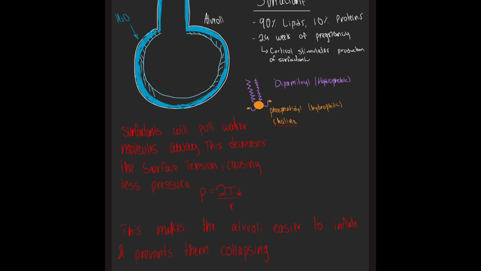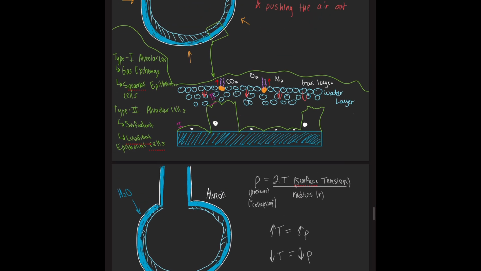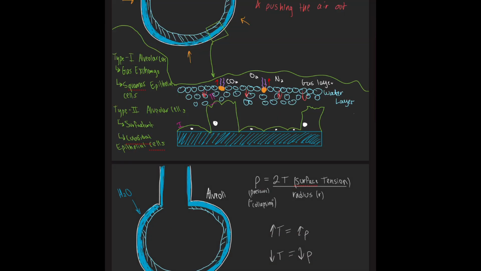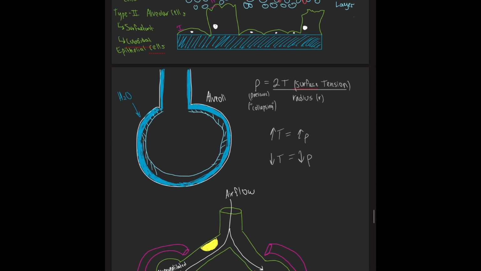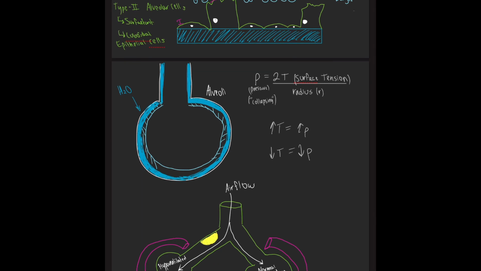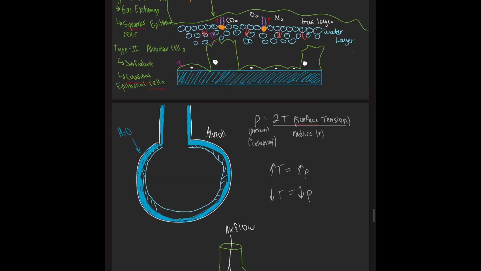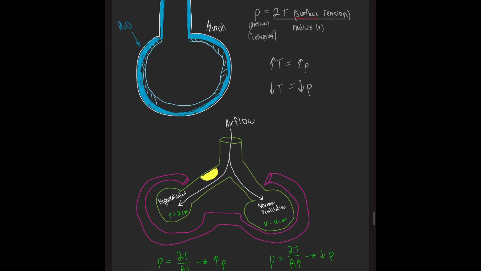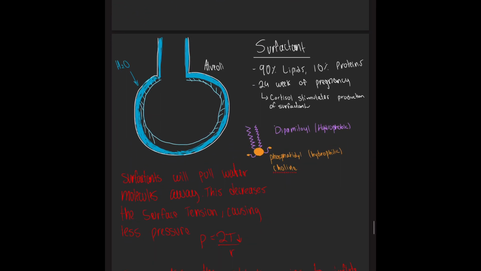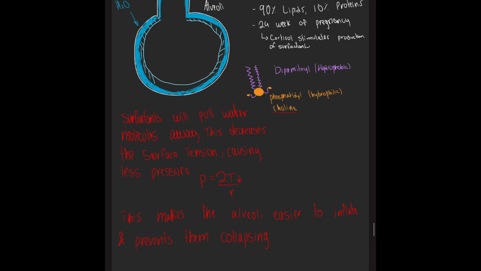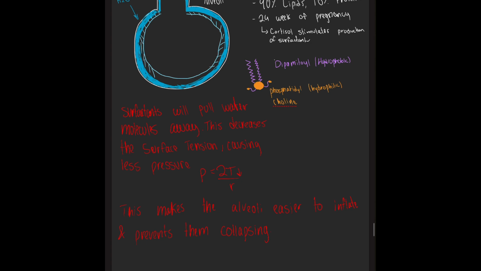These attach on the surface of the water layer and begin to pull it back up, right? So it's going to be that resisting force in surface tension. It's not going to allow the alveoli to completely collapse. It's going to be our saving grace and pull our water layer up so we don't completely collapse our alveoli and collapse our lungs, right? So those are super important. So surfactants will pull water away. So this decreases the surface tension, right?